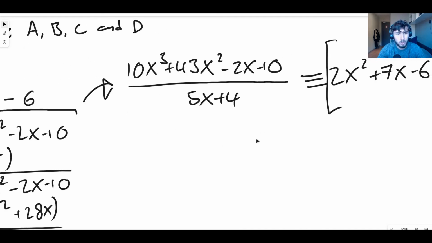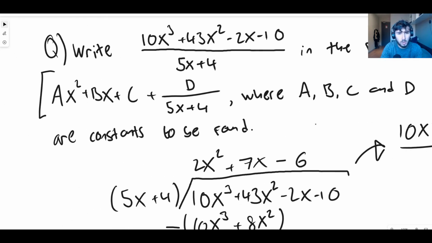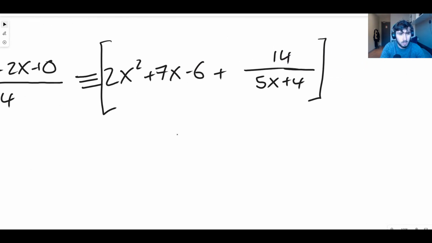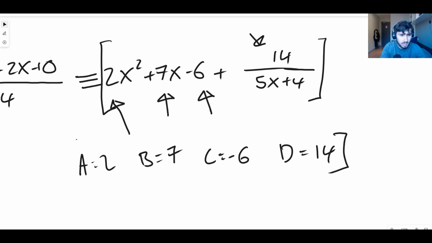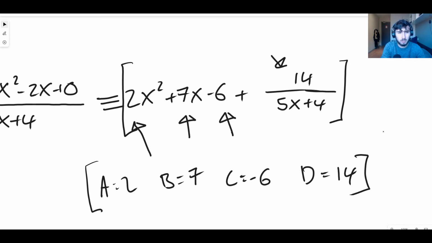So just to be clear, because the original question was to write it in the form ax squared plus bx plus c plus d over 5x plus 4, we can look at this and say, okay, well, that's our a, so a is 2. This is our b, so b is 7. This is our c, so c is minus 6. And this is our d, so d is 14. And this is basically the answer. This is how you would go about it. So this is the complete answer.